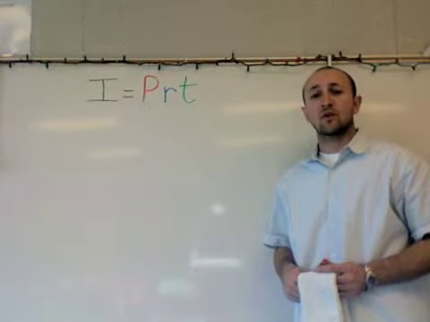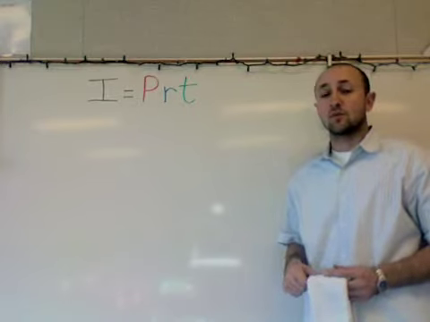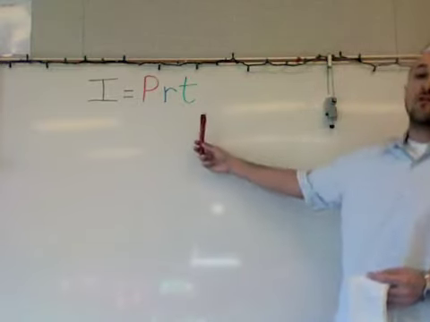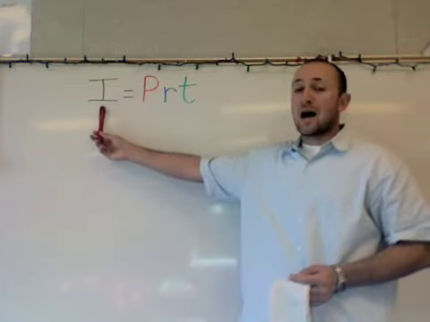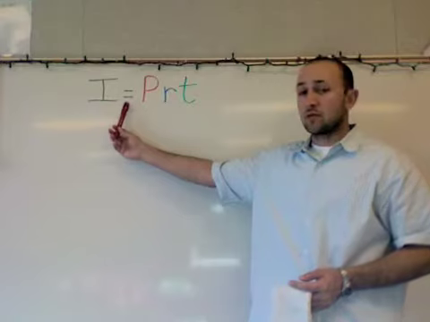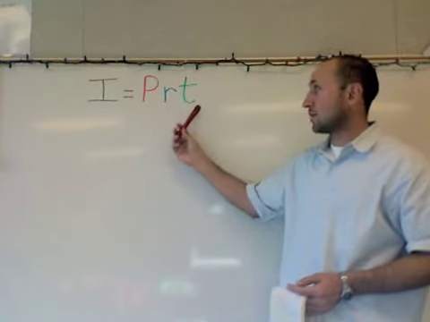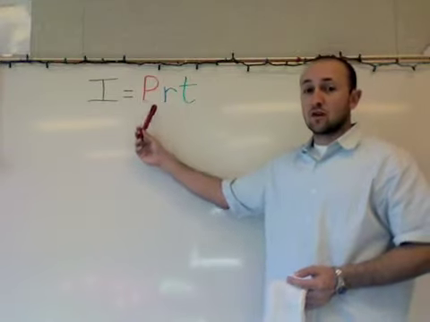In today's lesson, we're going to look at something that's called simple interest. And to find simple interest, we're going to use this formula up here. It's I, which stands for the interest, and that's going to be equal to P multiplied by R multiplied by T. And all of these letters have a meaning.